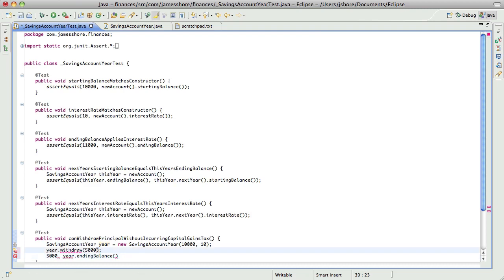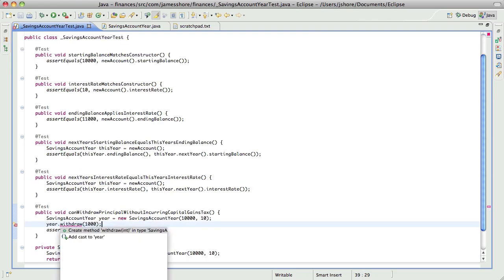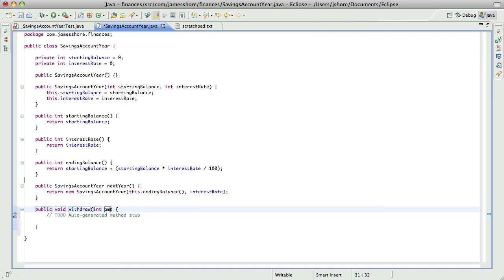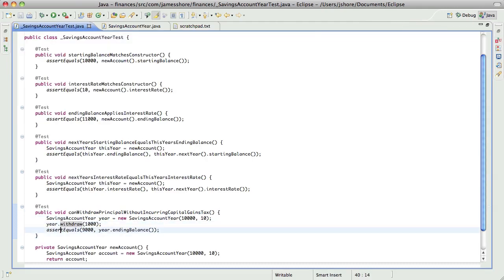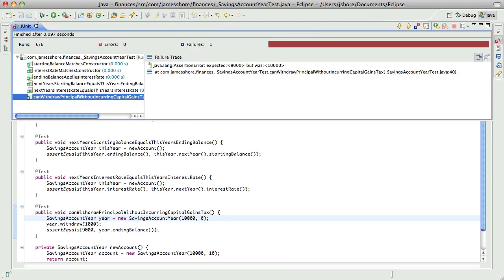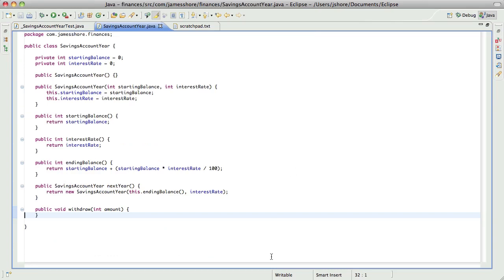And let's not withdraw an even number. Let's withdraw 2,000 or even 1,000 so that our expected value doesn't match the amount we withdrew, just to prevent any funky bugs. That doesn't really do much for us, but I guess that's good enough for now. If we do nothing here, that test should fail. And you know what? Our ending balance is not going to be 9,000. It is going to have interest. Now, if we said there was no interest rate on it, then it's going to say expected 9,000 but was 10,000. Let's start with that, but that's actually not good enough.